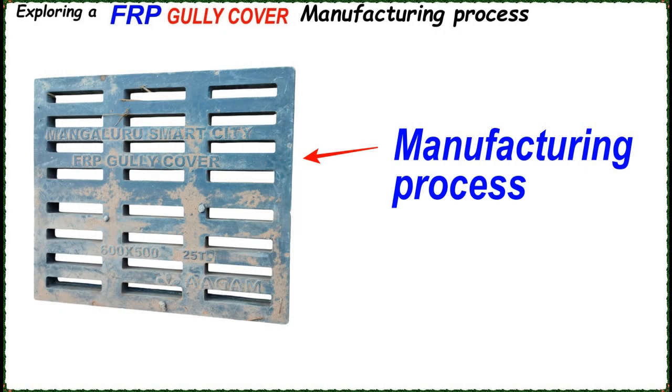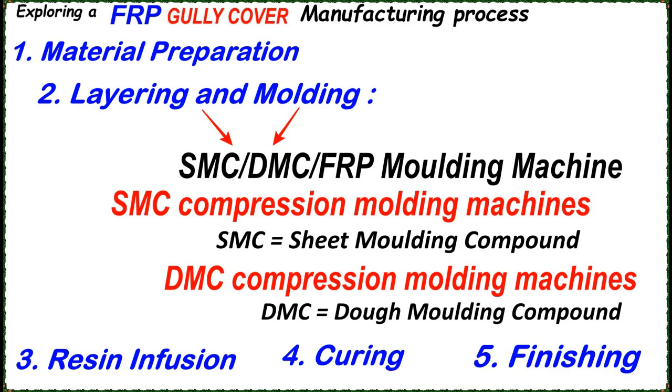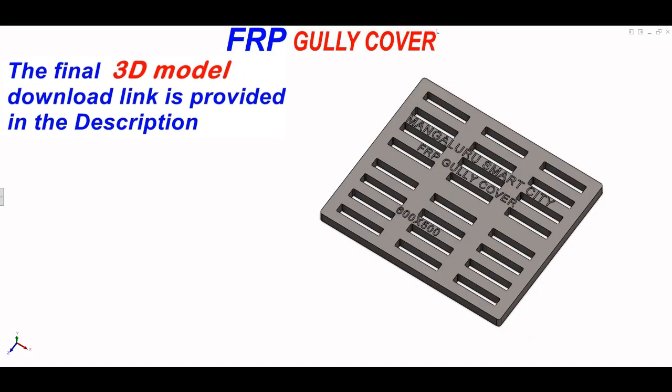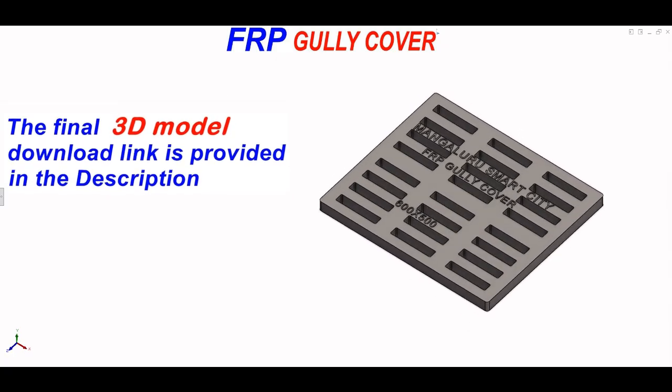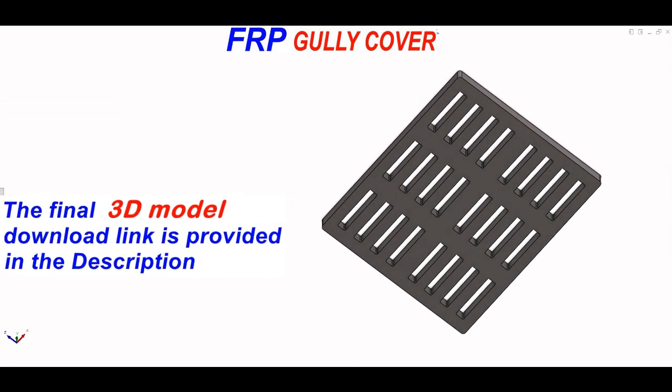And ultimately, a little about its manufacturing process. These GULLY covers are manufactured in SMC or DMC compression molding machines. The final 3D model download link is provided in the description.